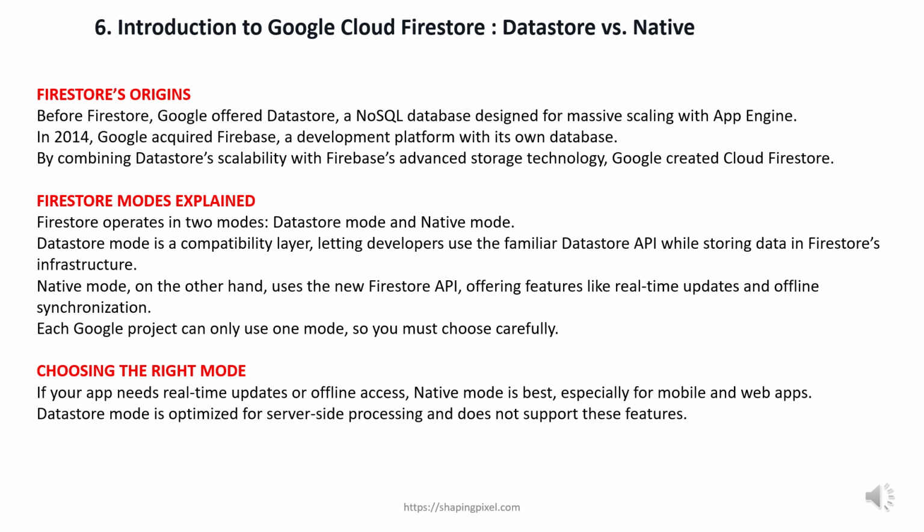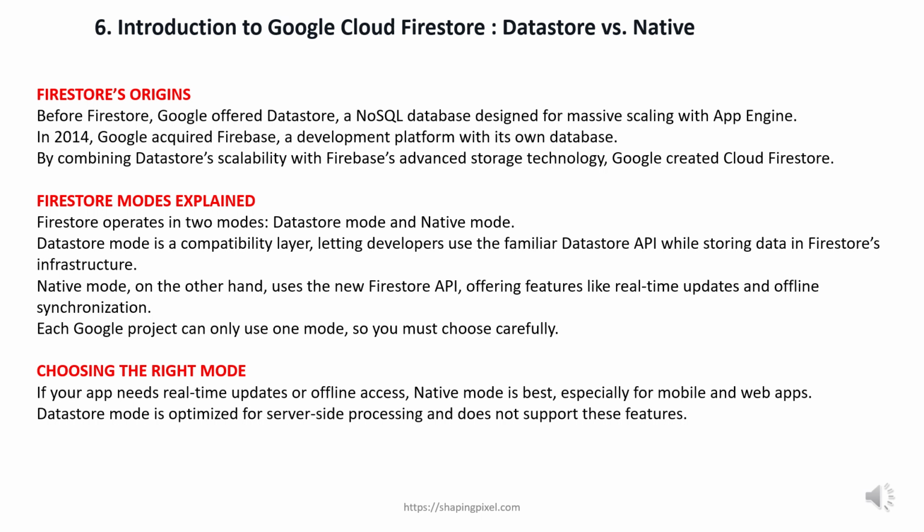Firestore operates in two modes: Data Store mode and Native mode. Data Store mode is a compatibility layer, letting developers use the familiar Data Store API while storing data in Firestore's infrastructure. Native mode, on the other hand, uses the new Firestore API, offering features like real-time updates and offline synchronization. Each Google project can only use one mode, so you must choose carefully.